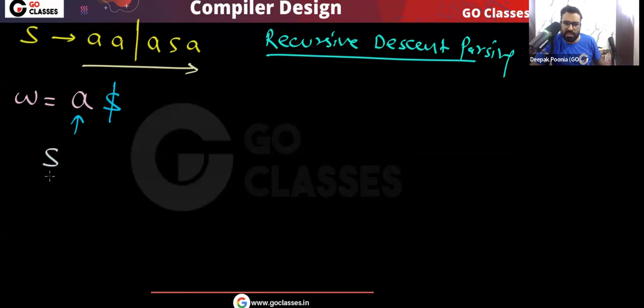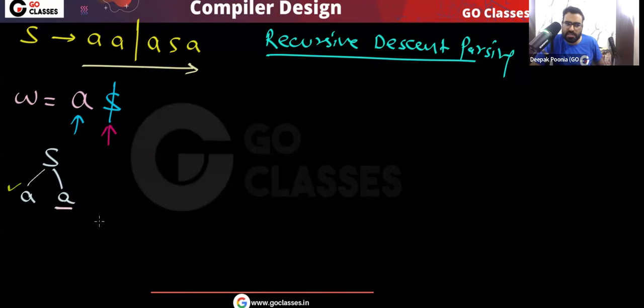Because this is a variable, a non-terminal, without looking at the input string we will try its productions in this order. First we try aa. Notice this a is matching with the current input symbol a, so I can put a tick mark here: a small local success. Because they match, the next input symbol is dollar.